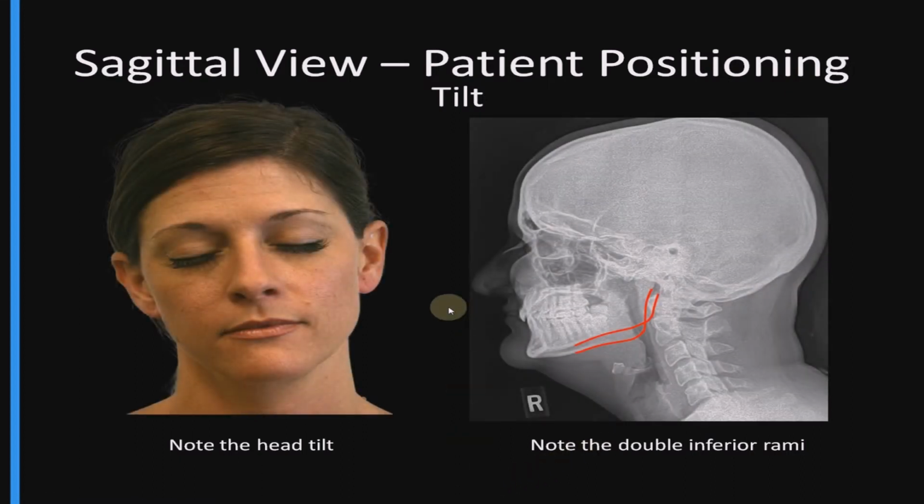Thus, we can see an x-ray taken through the side of this patient with head tilt gives us two inferior rami that are offset. And this would mean we accidentally did not accommodate for head tilt in the positioning for this view. In both this case and in the case where we left rotation on the film, the x-ray should be retaken in order to attempt to get this jaw line symmetrical.